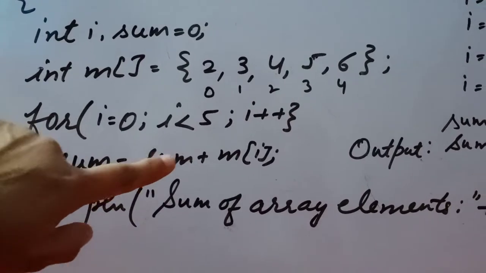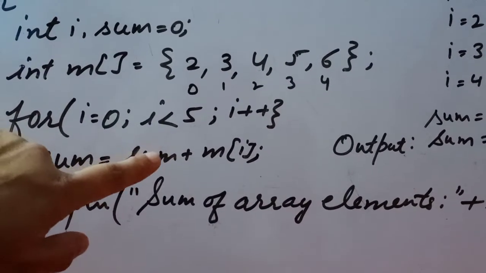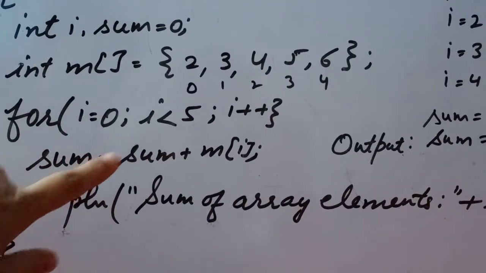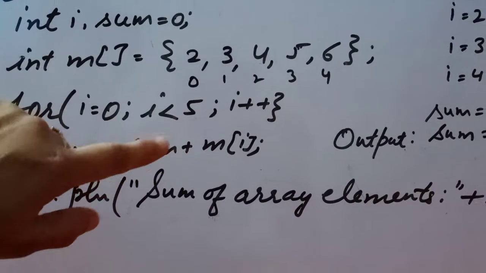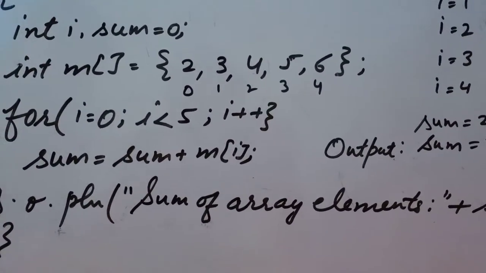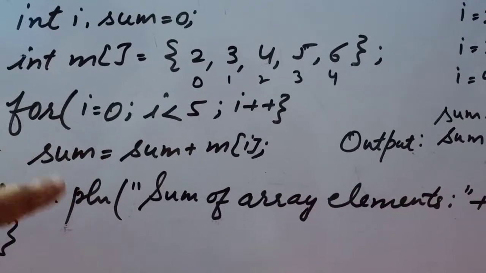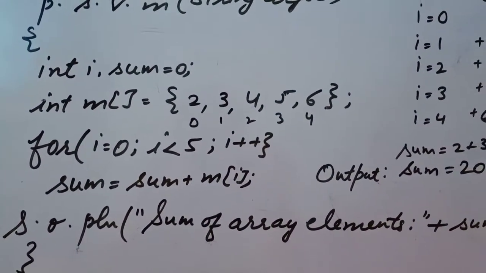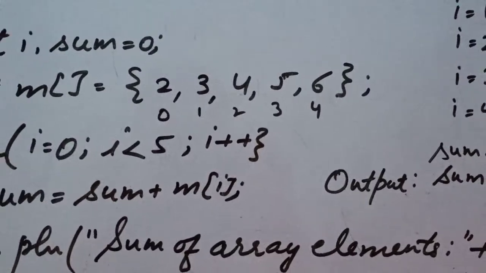Sum is equal to sum plus m[i]. So i is 0. So what is on m[0]? That is 2. 2 will be added in sum. Then i plus plus will be 2.